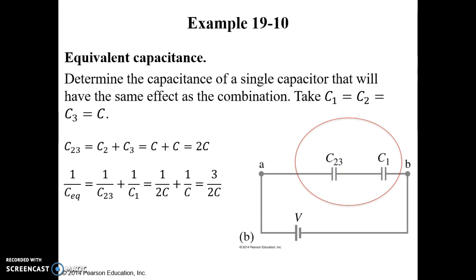So we have 1 over 2C plus 1 over C equals 3 over 2C. Then we'll take the reciprocal to get 2/3 times C, which is the equivalent capacitance of the circuit.